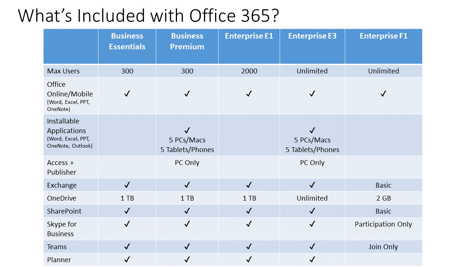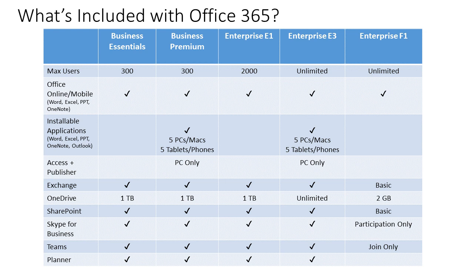Office online applications are available in all the plans, as you can see. However, the downloadable applications such as Word, Excel, PowerPoint, OneNote, and Outlook are only available in Business Premium and E3 plans. Access and Publisher are available only in Business Premium and E3 plans. However, there is a catch. It's not available for Mac computers. It will only be Windows machines.